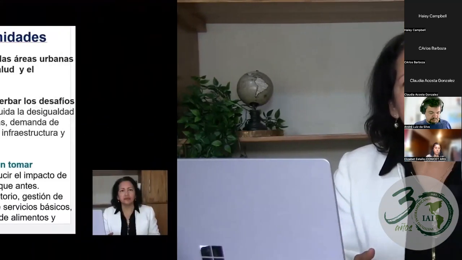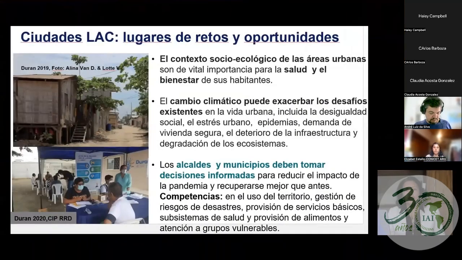The situation of cities in Latin America is very challenging and it presents many opportunities. But in the socio-ecological context of urban areas, we have issues of vital importance for human health and the welfare of inhabitants. In this context, climate change can exacerbate existing challenges in urban life, including social inequality, urban stress, epidemics, demand for social interest, deterioration of infrastructure, degradation of ecosystems.